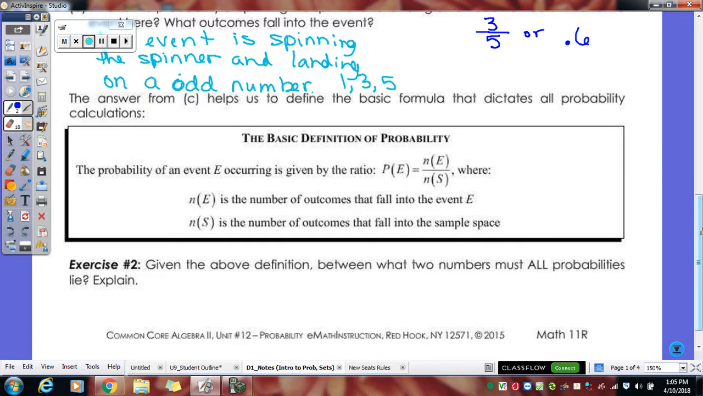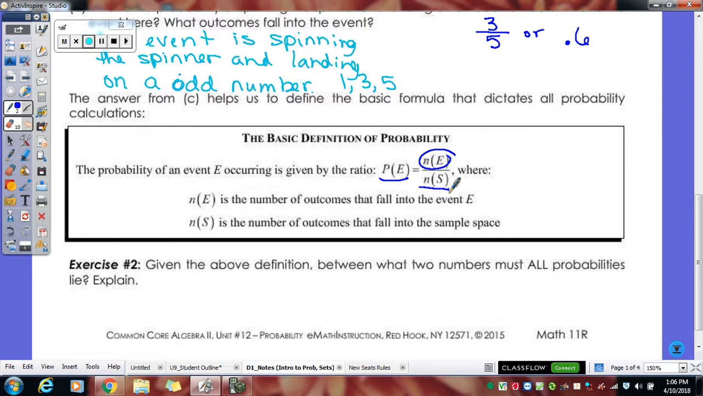So the answer from C helps us figure out the basic formula that we use to determine all probabilities. The probability of an event happening is the number of that event, like we just did our number of odds, there were 3 of them, over the total number in the sample space, which in that case was 5, because there were 5 sectors it could be out of. So is it like part over whole? Kind of, yeah. That's one way to think of it.